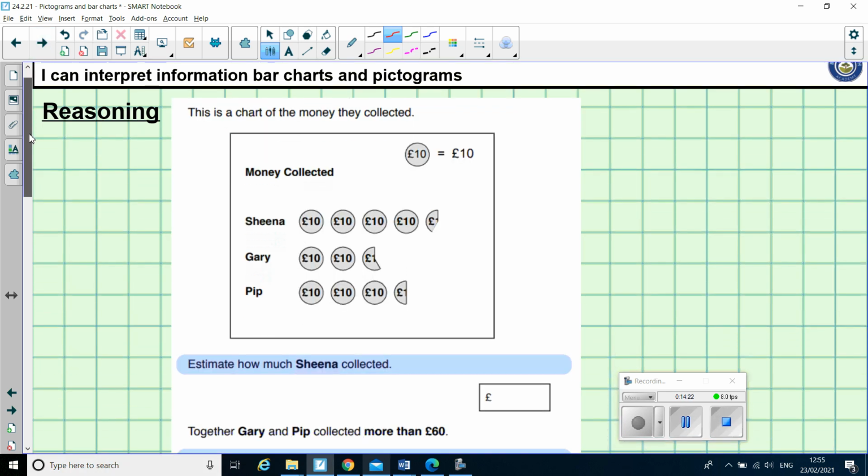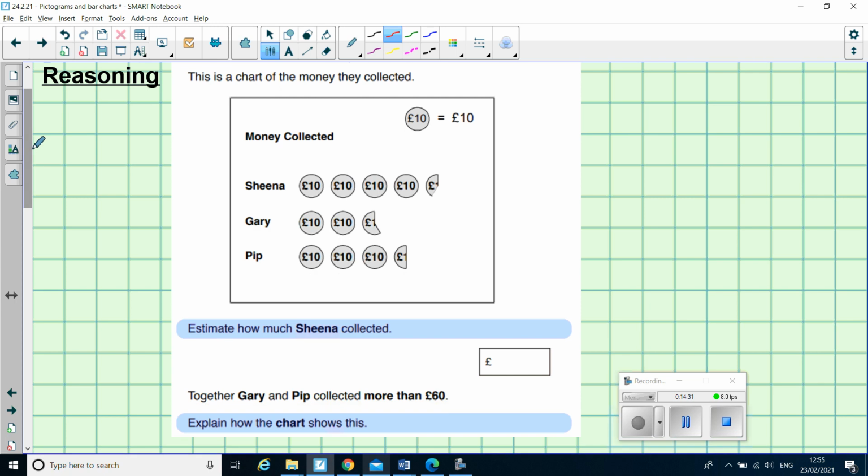Okay then, you're here for the reasoning question, so you must have already done your work on maths.co.uk. This is our question today then. So this is a chart of the money they collected. Okay, so this is a pictogram. Money collected. We've got Sheena collected this much money, Gary collected this much money, and Pip collected this much money. First of all, it says estimate how much money Sheena collected, and then it says together Gary and Pip collected more than £60. Explain how the chart shows this. Okay, so I'd like you to pause the video now, have a think about this question, but this is a reasoning question, so we're looking for really detailed explanations here.